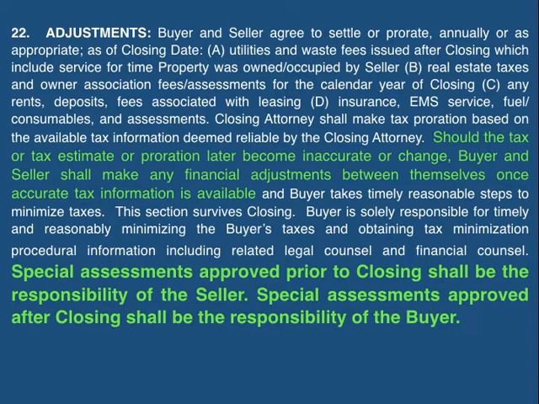The closing attorney shall make tax prorations based on the available tax information deemed reliable by the closing attorney. They do the best job to get the correct information, but it is not always correct. Should the tax or tax estimate or proration later become inaccurate or changed, the buyer and seller shall make any financial adjustments between themselves once accurate tax information is available, and buyer takes timely, reasonable steps to minimize taxes. This section survives closing. A good example of this is we had a closing. It closed about the second week in December. It was Dorchester County. And so the taxes were prorated. The seller was paying a 6% rate.